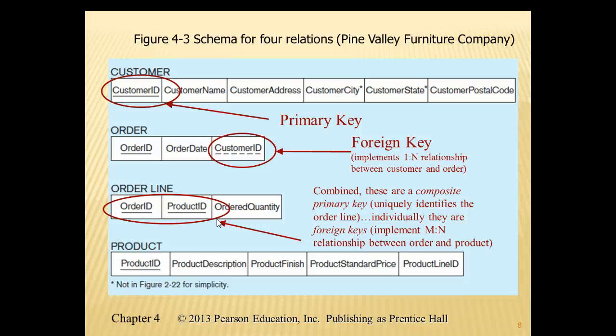And figure 4-3 shows an example of this. The customer ID is the primary key for the customer relation, and then customer ID is the foreign key in the order relation. And now notice that order line has a composite primary key of order ID and product ID.